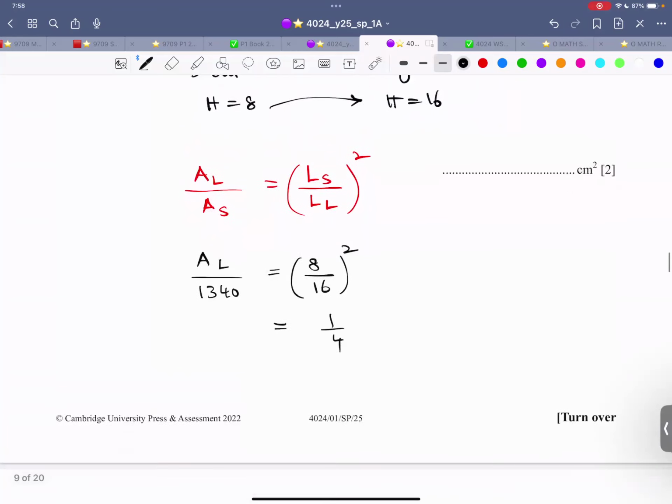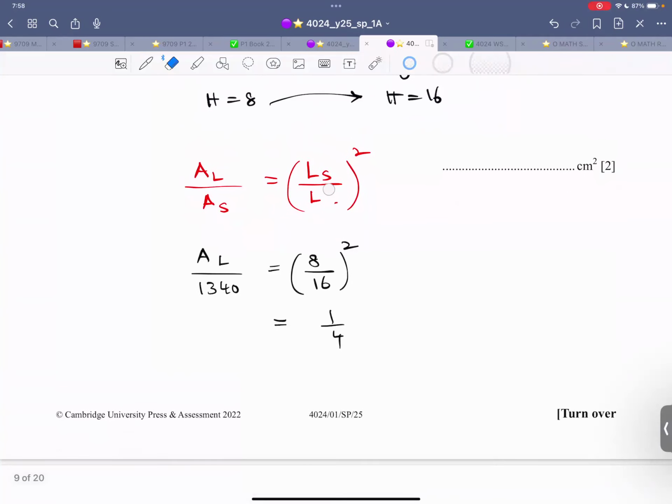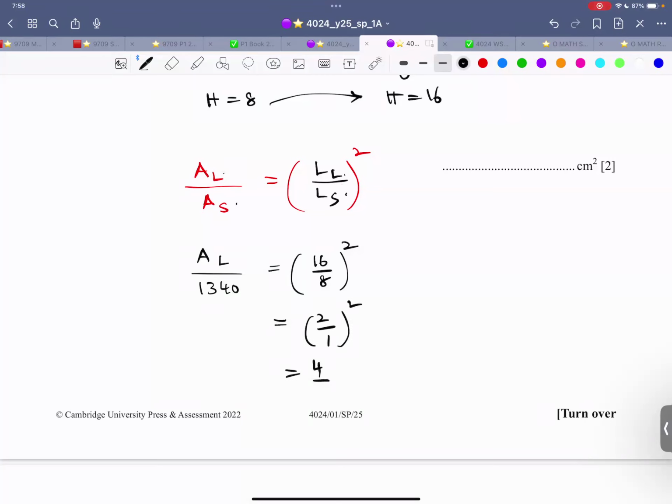And small and large, I think I wrote it upside down. Hold for a second. Because it was large and small. Okay, so now this is area of large, area of small, my bad, length of large, length of small. Take care of that. That is 2:1, which is 16:8. This is 2:1 whole square, which is 4:1. That is area of large divided by 1340. So therefore, area of large is 4 times 1340.